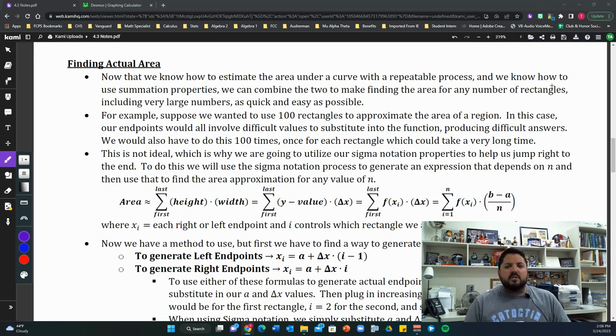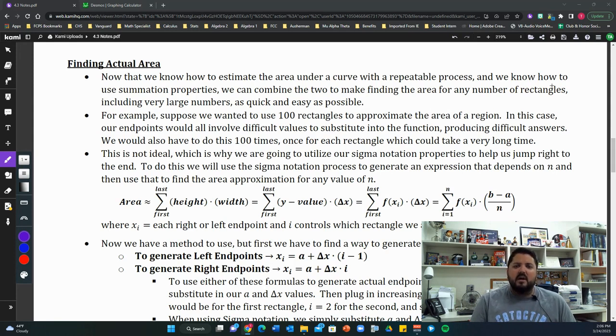So for example, suppose we wanted to use 100 rectangles to approximate the area of a region. If that were the case, our endpoints would all involve really difficult values to substitute into the function. Even if it was a nice interval, like say 0 to 10, each one of those would be a small decimal value that we have to plug into a function. Whether it's a squared function or cubic, all of those are going to be really tedious and difficult values to substitute in. So it's going to take a long time.